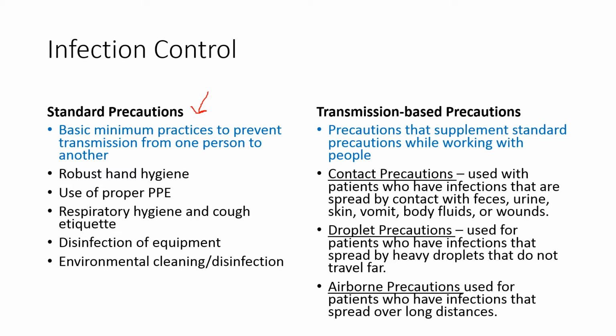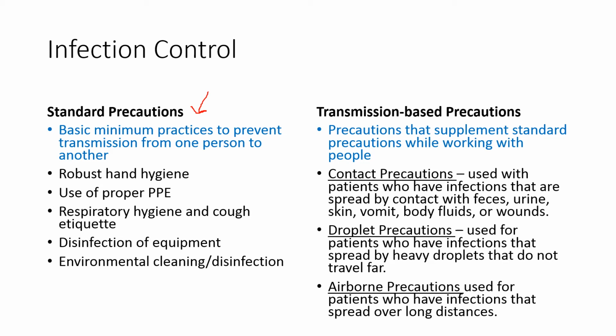Transmission-based precautions are those that supplement standard precautions while working with patients who have or are suspected to have infections that are highly contagious or especially virulent. These precautions are used when standard precautions do not sufficiently disrupt the chain of transmission. So there's three general groups.